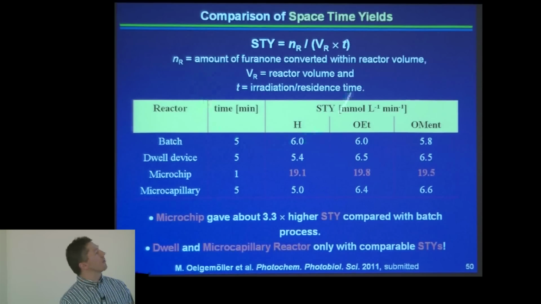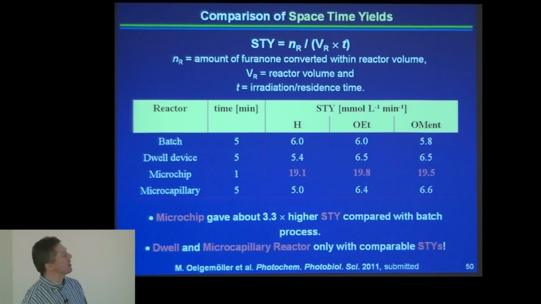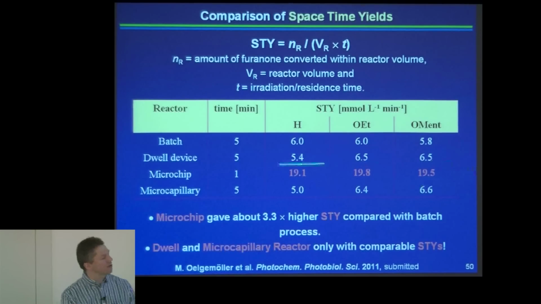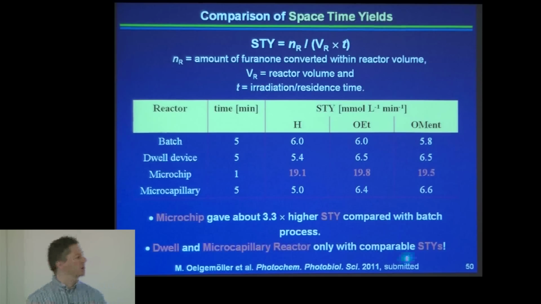And then we calculated space-time yields again, and here probably we had the biggest surprise. So again, with our little equation here, now indeed was foreknown correctly, and the irradiation times here, only the microchip now gave a significantly higher number. All right, all the other microreactors gave actually similar numbers to the batch system.